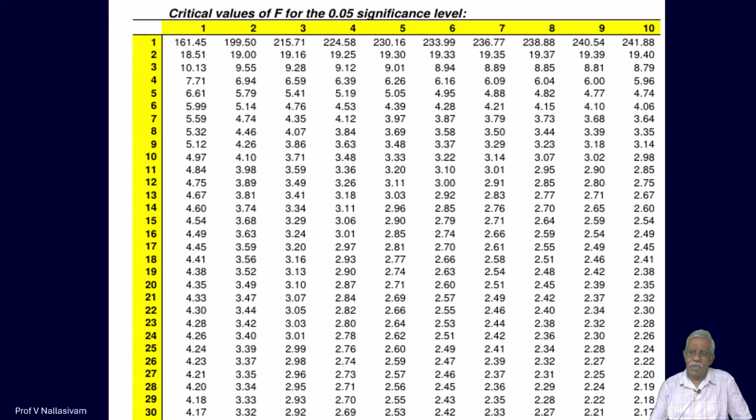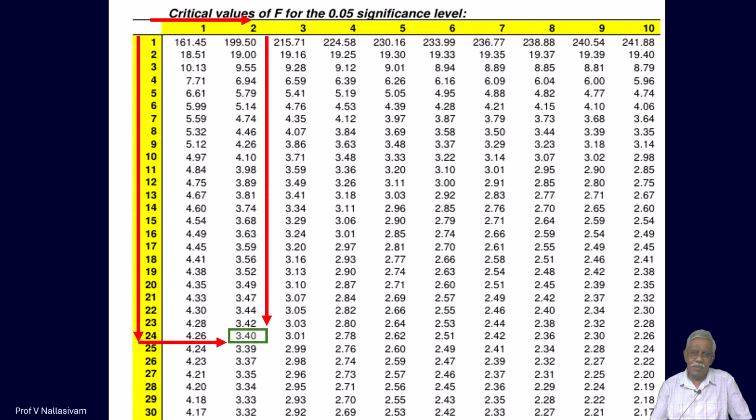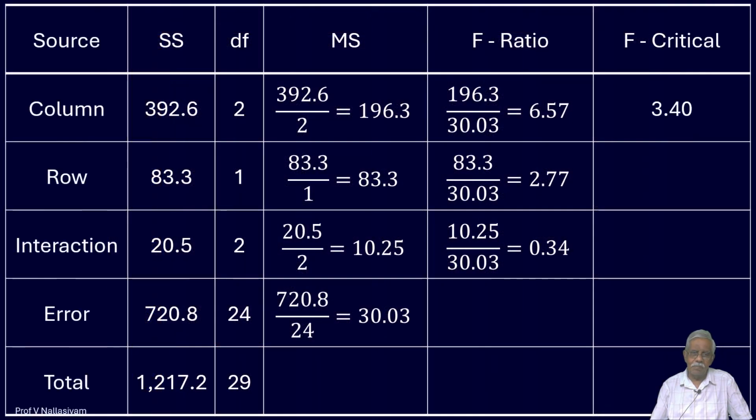For the mean square of column, we have to find the F value like this. Its numerator degrees of freedom is 2 and its denominator degrees of freedom is 24. Move 2 units along the top row and move 24 units down. Locate the F value. It is 3.40. Place it in the table.